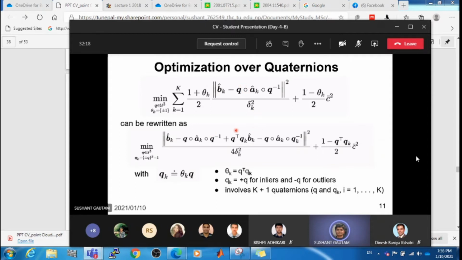Again, for plus qk, this will return the first part of the equation, and for minus qk the last part, or say reject as outlier, same like TLS. Remember, in this situation now, we need to solve for k plus 1 values, 1 q and k number of qk's.